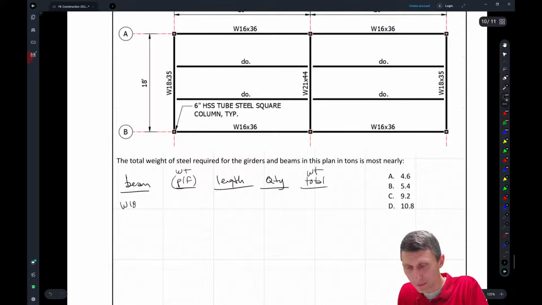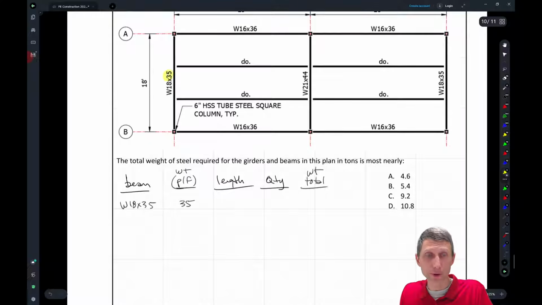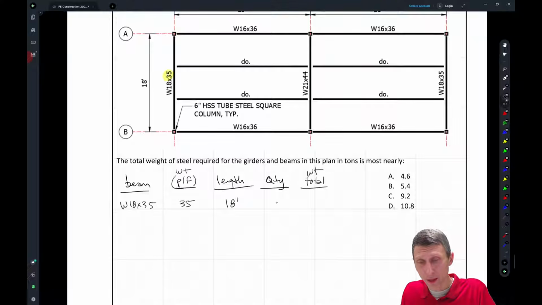So W18 by 35, that's 35 pounds per foot, right? We know that this 35 is the weight per foot of the beam. The length, I'm just going to use this 18 here. Technically it's a little bit smaller because it gets brought in for that column. How many of them are there? There's one on this side and another one on this side, so a quantity of 2. So our total weight is going to be 35 times 18 times 2, which is 1260 pounds.